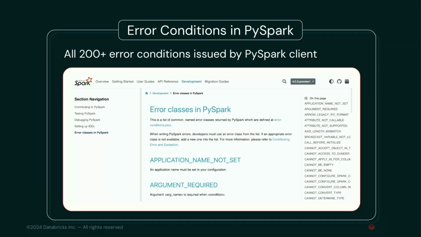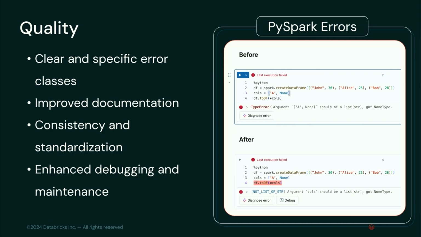In PySpark, we migrated all the 200 error conditions, and our focus on error quality clarifies and standardizes error classes and improves the documentation, enhancing debugging and maintenance. So we changed the error message to clearly explain the problem, cause, solution, and workaround. So this is just an example of PySpark errors.